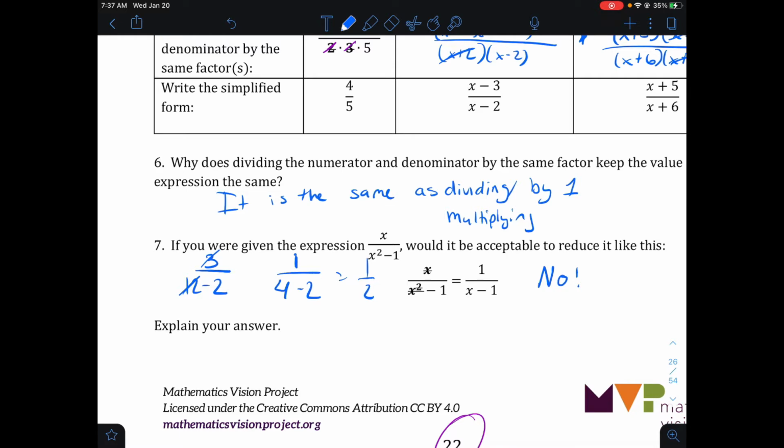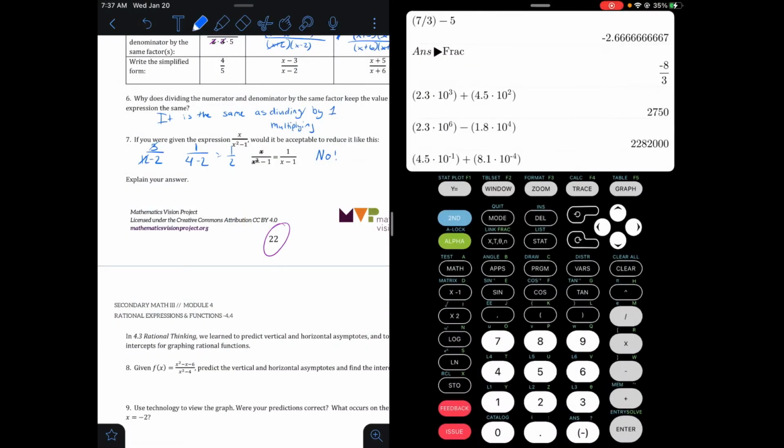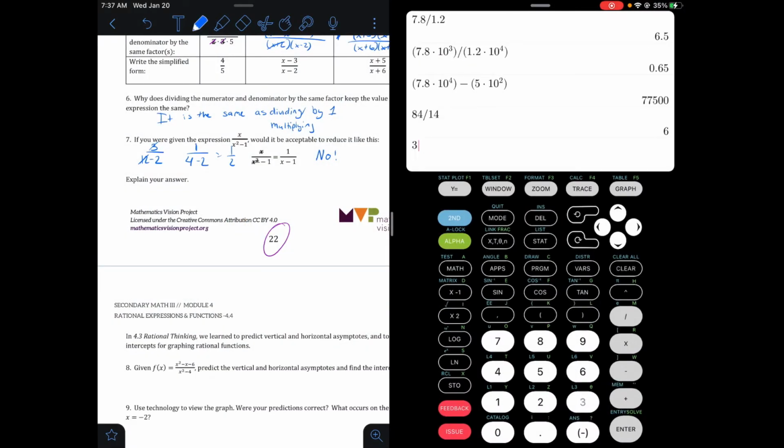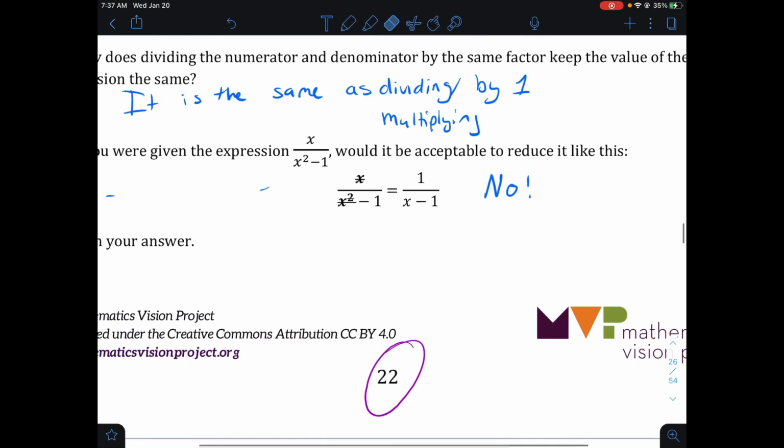Now, if you were to plug this into a calculator, 3 divided by 12 minus 2, you get 0.3, which is 3 over 10. So you can see that that does not work for numbers, really. So that's not going to work for expressions either. And really the reason for that is the factors are not the same.